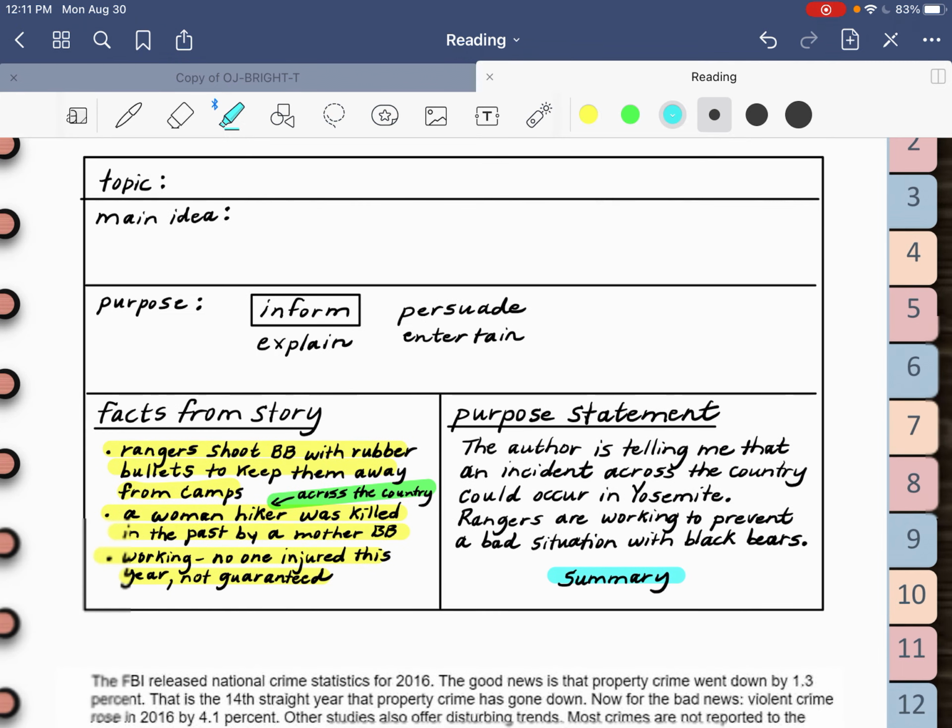Okay, let's take a look at main idea or topic. We could do either one of those first. I'm just going to continue working backwards. And it's one sentence. It's based on everything that I've written down so far. So, who or what is this passage about?